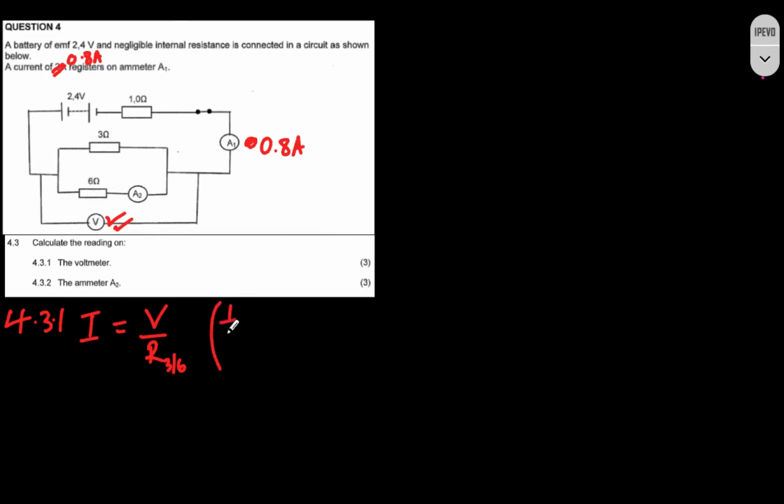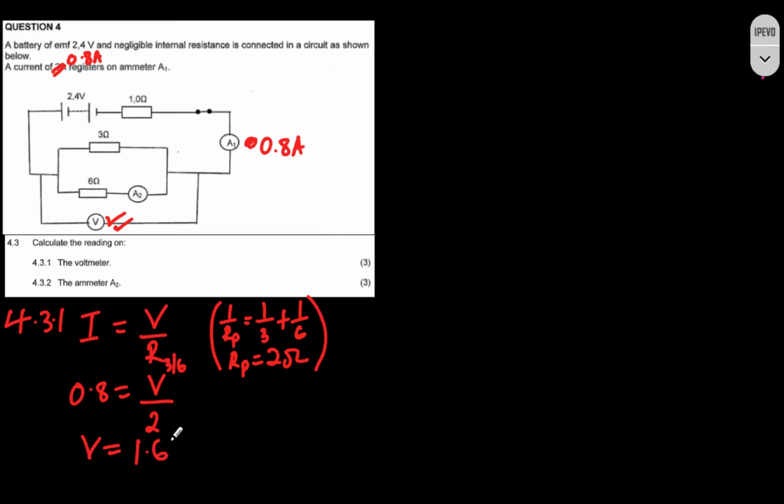So it's going to be 1 over Rp is equal to 1 over 3 plus 1 over 6, and then Rp will be equal to 2 ohms, so that means we can actually substitute the current. Remember, we say this 0.8 amps is the one that is going to be distributed amongst those two resistors, and hence that means it's the same amount of current that we can use to calculate the voltage there. So it's going to be 0.8 is equal to the voltage, the one that we want to find, over the resistance, which is 2. Then we find our voltage here is going to be equal to 1.6 volts.